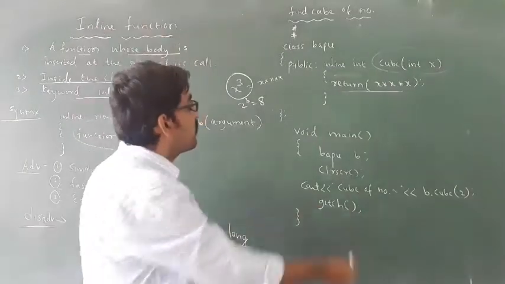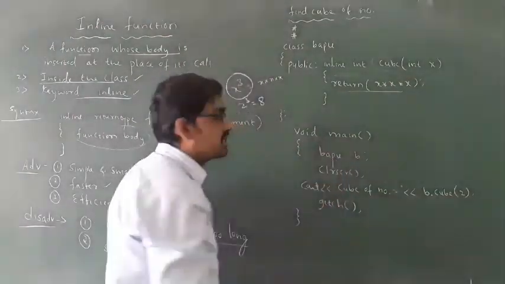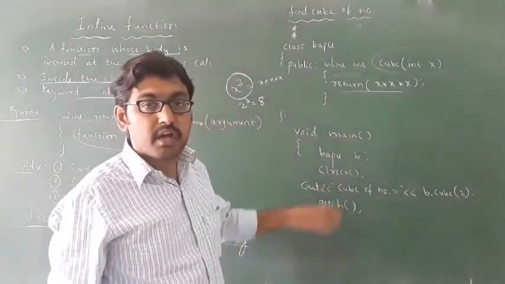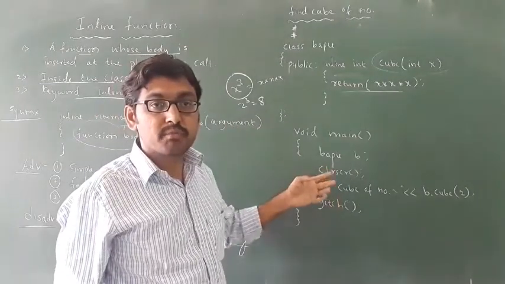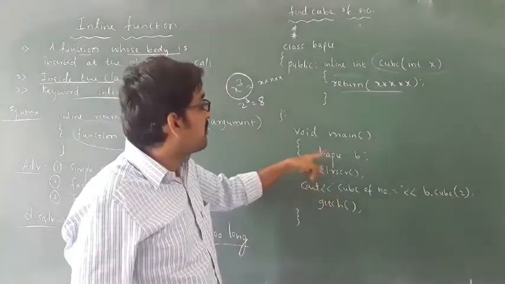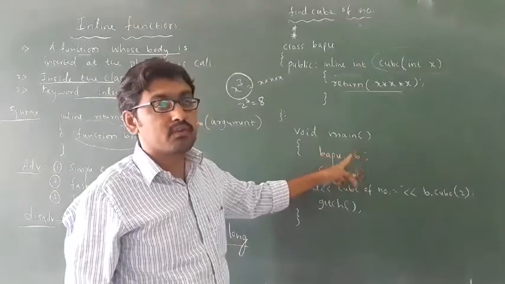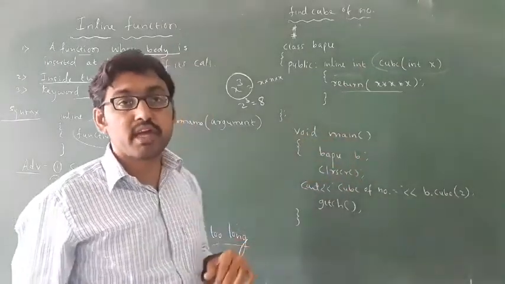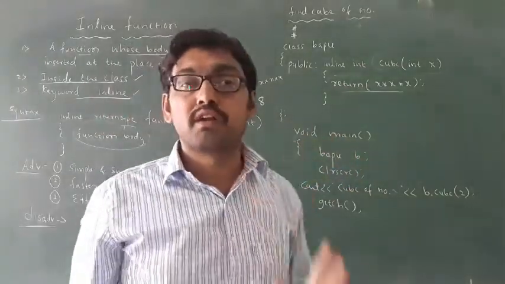Then after that, void main. I am creating the class. See how I am creating the object. How to create an object? By using the class name, B. This is the object. Through the object you have to access, by using the dot operator.